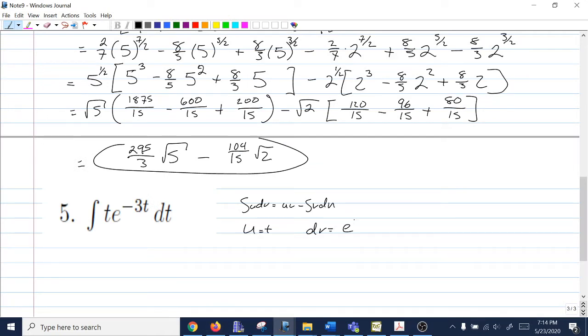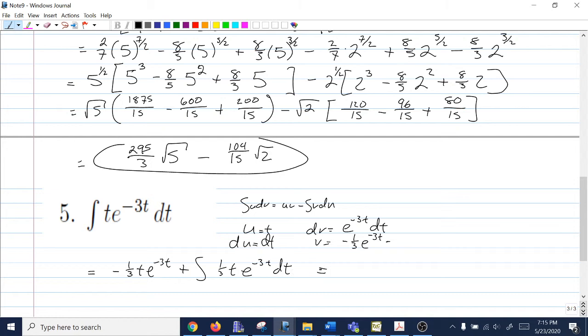I want u to be t, dv is going to be e to the negative 3t dt. So du is dt. V, the integral of that, is negative 1/3 e to the negative 3t. So this equals uv, which is negative 1/3 t e to the negative 3t, minus the integral of v du, is negative 1/3 t e to the negative 3t dt.